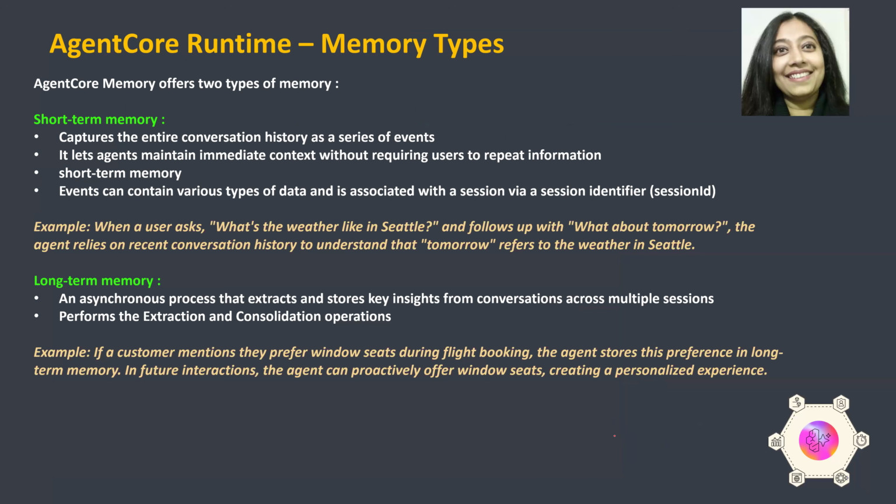Now let us look at the different types of memory that Agent Core offers. First is short-term memory, and second is long-term memory. In short-term memory, just like human memory, we remember things, certain events, certain numbers, certain things that are shared with us. Similarly, Agent Core memory captures the entire conversation as a series of events. It maintains that immediate context that was given to it so that the user does not need to repeat the information again and again.